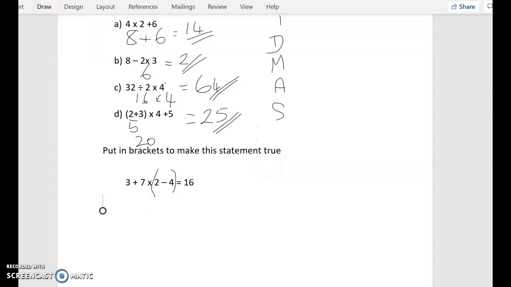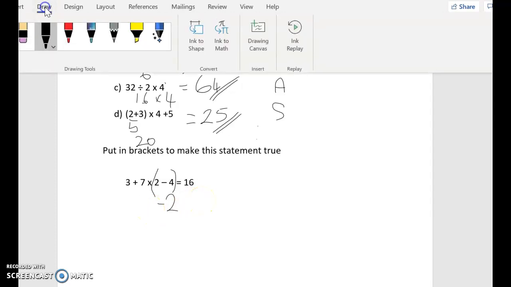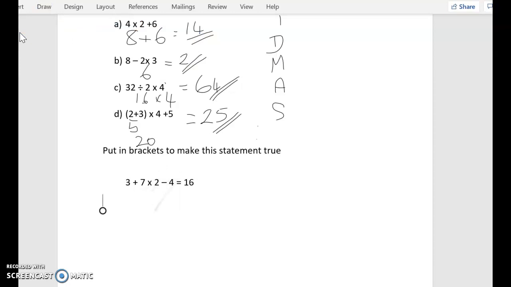That's not really going to work for us, is it? Because if I then do 7 times minus 2, I'm going to end up with minus 14, a minus number, so that's nowhere near 16. So let's take that one out, because that's not going to work.